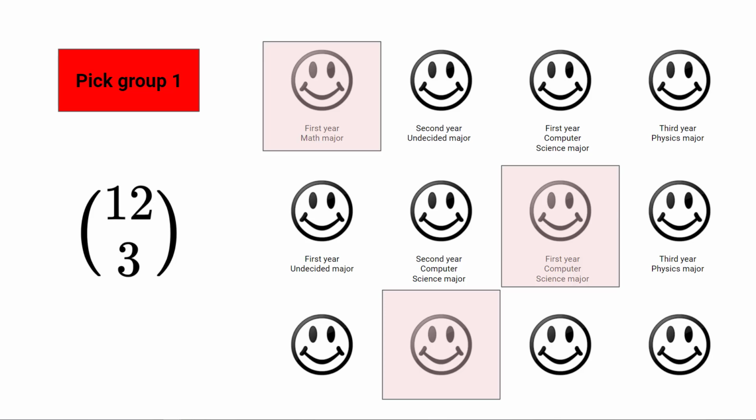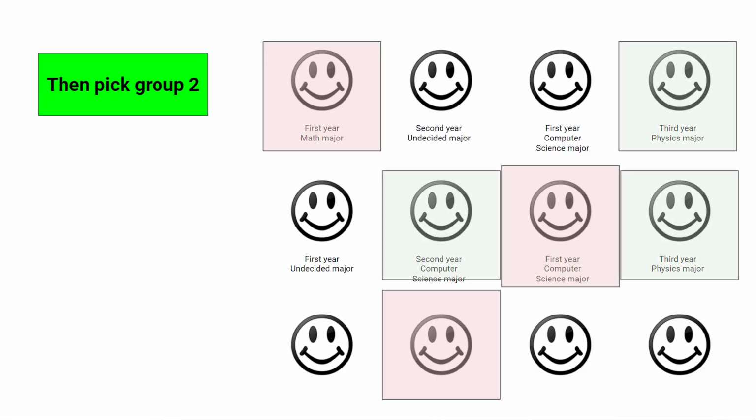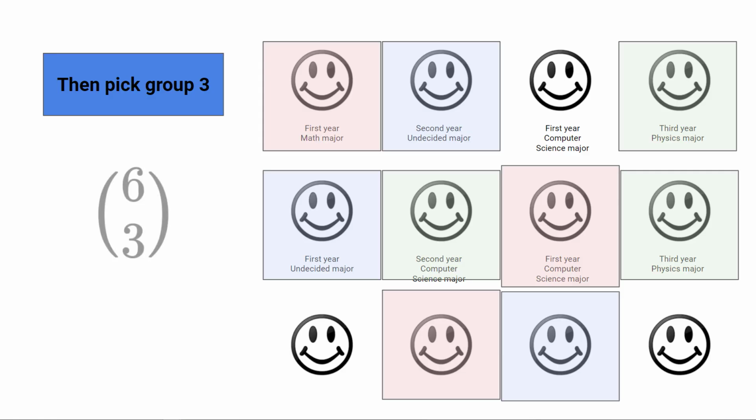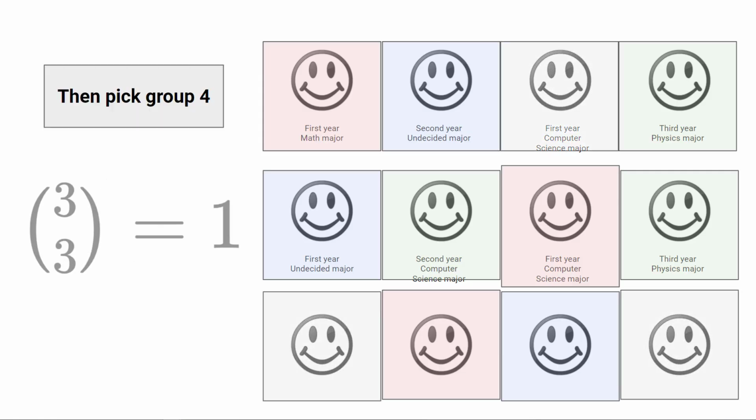Okay, how many ways are there to pick the second group? Well, this is going to be 9 choose 3 because I'm making a group of 3 from 9 people, not 12, because I've already assigned 3 students. Notice that the picture helps me realize this. Likewise, the number of ways to pick the third group is going to be 6 choose 3, and the number of ways to pick the fourth group is going to be 3 choose 3. Now that last binomial coefficient is 1.